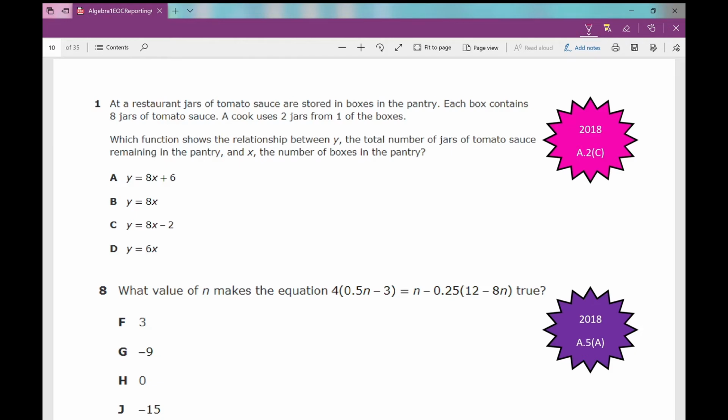Welcome back. We are looking at the Algebra 1 EOC reporting category number 3, all questions from the 2018 version of the EOC. So let's get started.